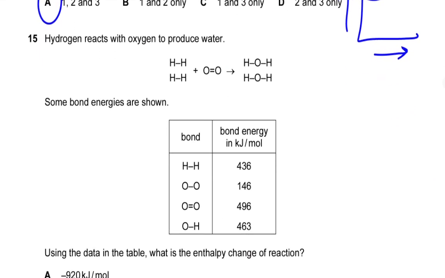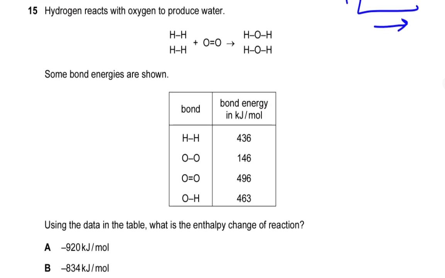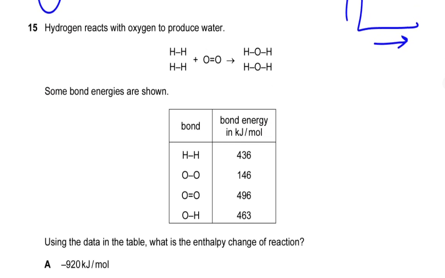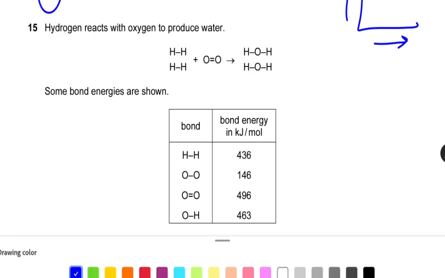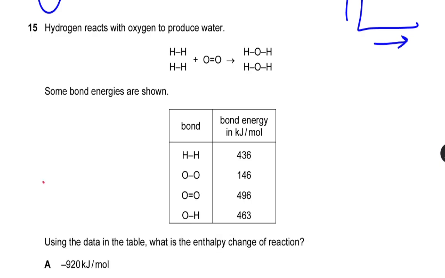Now the next question is, hydrogen reacts with oxygen to produce water. Some bond energies are shown. Using the data in the table, let me solve this question here. Two H-H and one O=O bonds are broken. I will write bonds broken, and here is bonds formed.